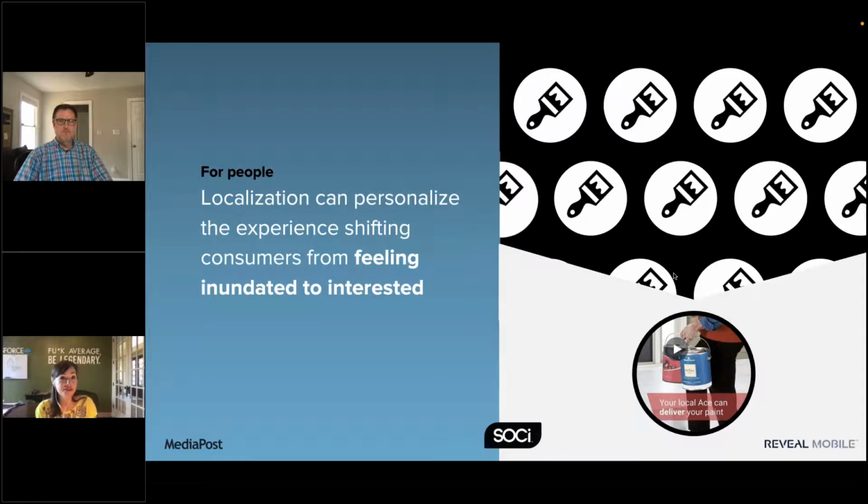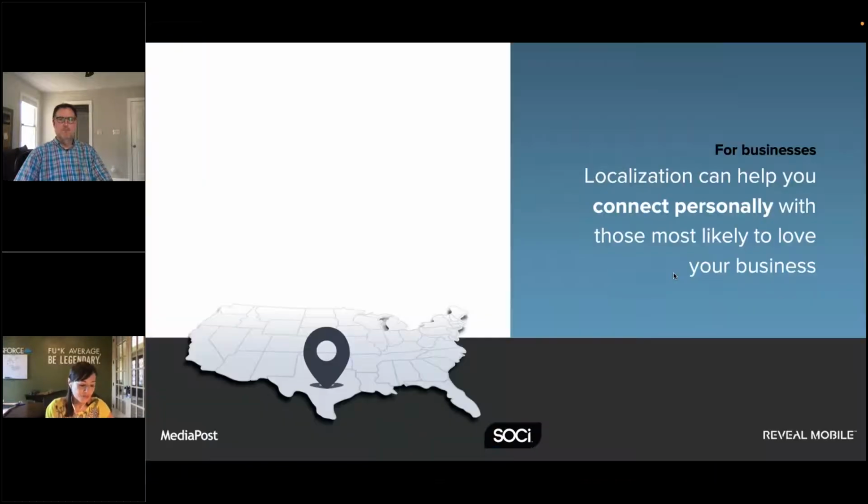We're getting up to the spring season now. A lot of people are spring cleaning, and they can start to craft their message to their local communities by saying, hey, here are some of the more popular colors in your community. There's a lot of different ways you can do that. And by the way, your local Ace retailer will deliver the paint to your home. Buy online, pick up in store, or buy online, deliver to your door, that type of thing. So localization can help your consumer go from feeling inundated with too many messages to being really interested in what you have to offer.